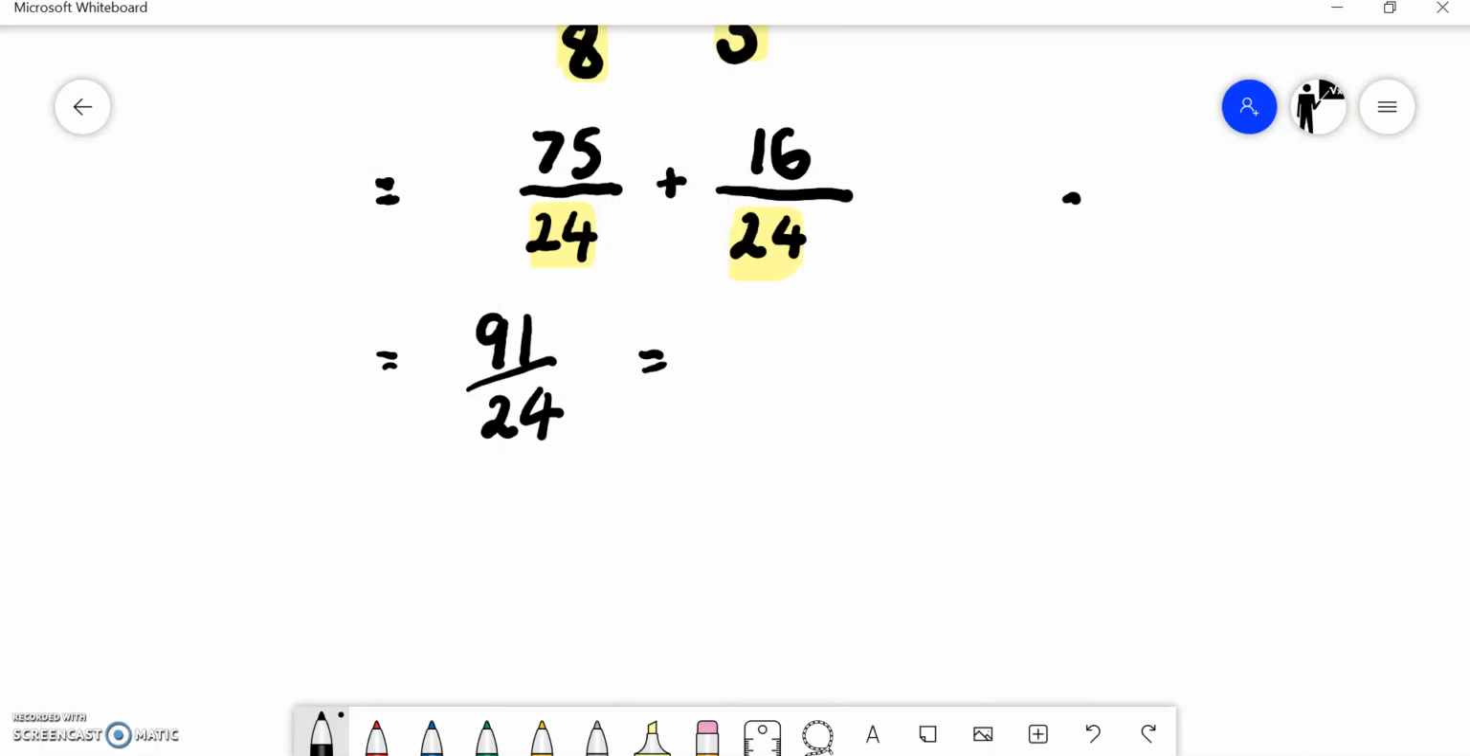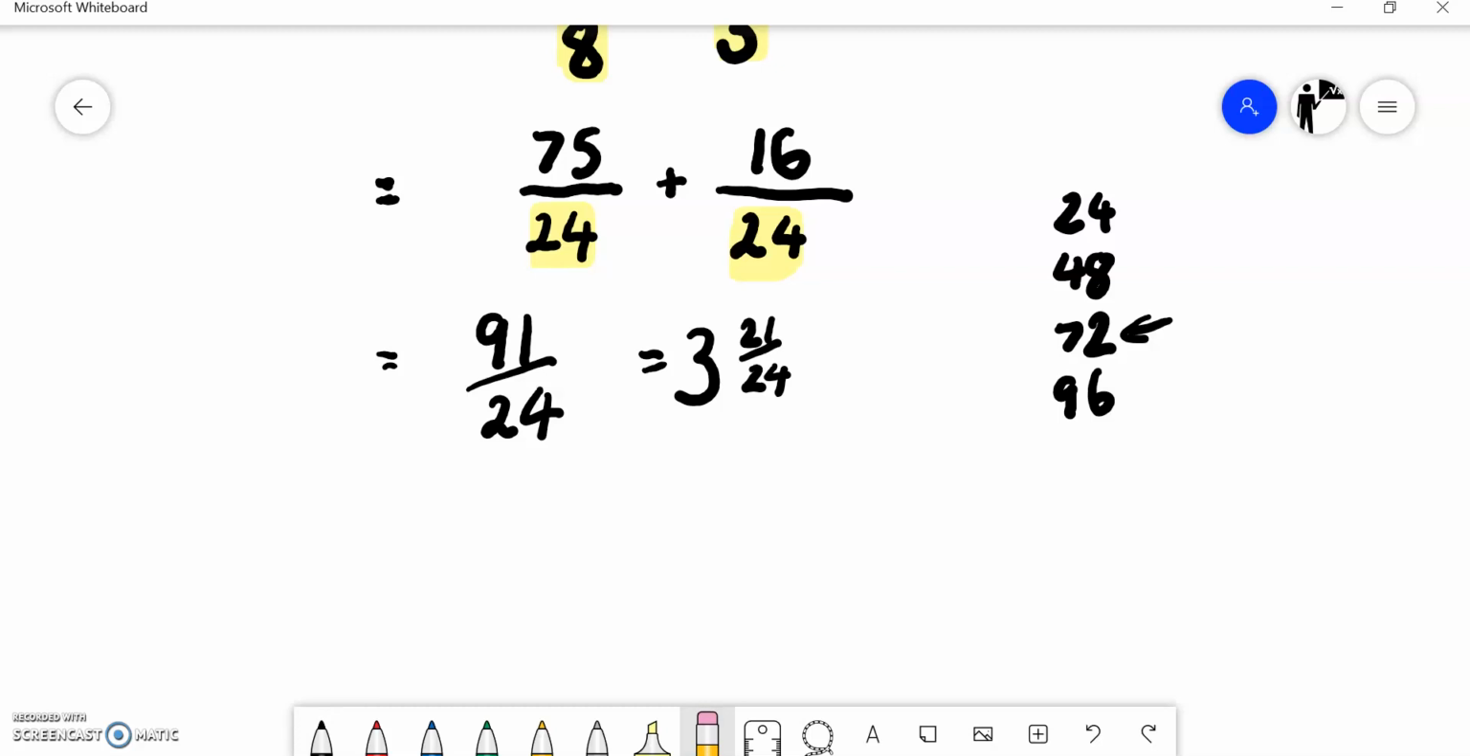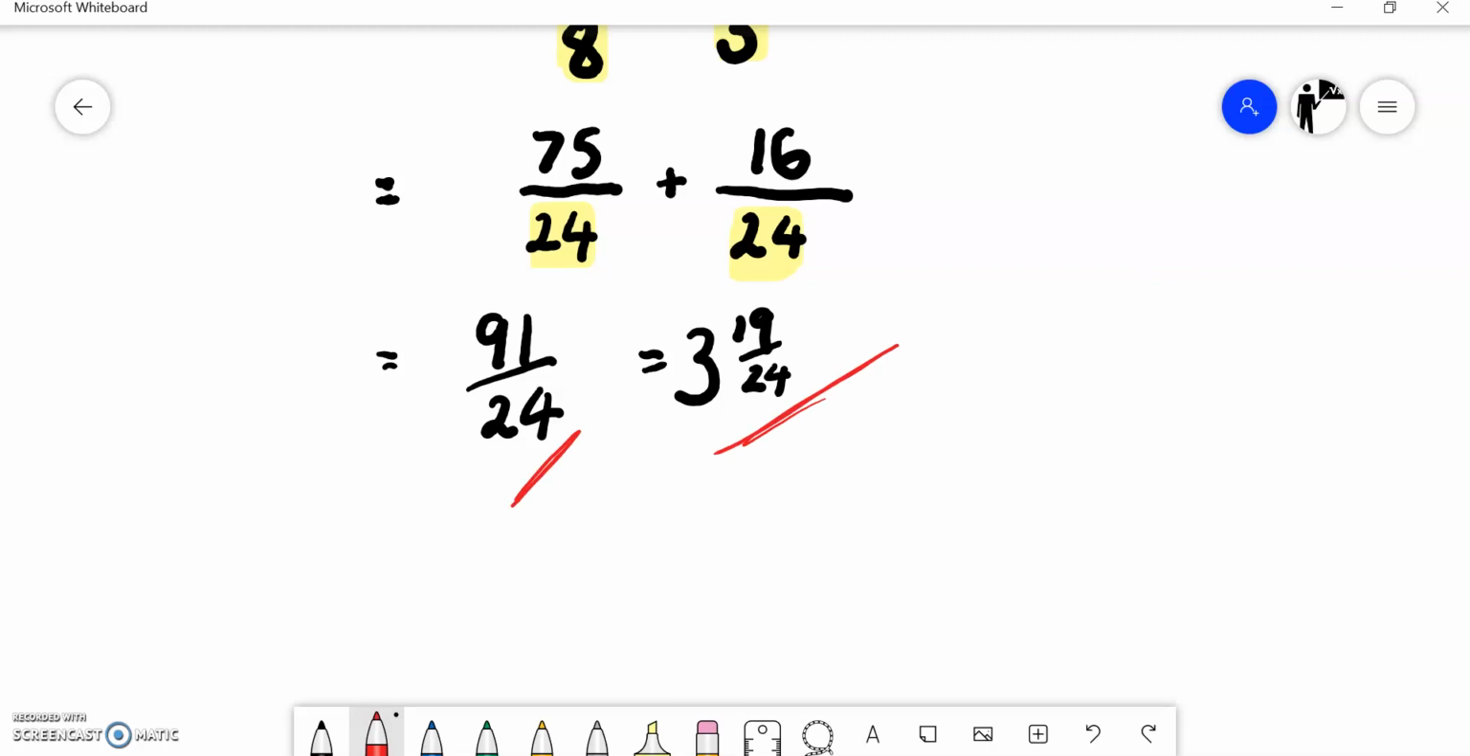So I'm going to think about my 24 times table. It goes 24, 48, 72, and then 96. So 24 goes into this 3 times, and it'll be 21 24ths. Oh, no, it wouldn't. It would be 19 24ths, because that's going to be 72 plus 19. Okay, so you can leave your answer like so, or if you want to, you could write it as a mixed number where appropriate.